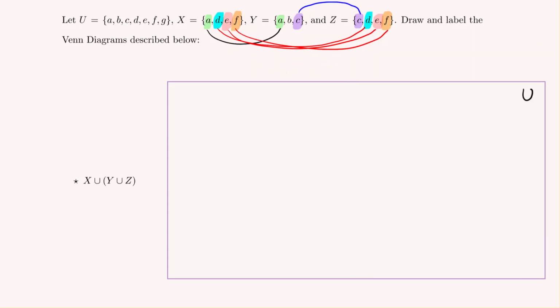So from looking at these different elements, we could say that X and Z overlap. Specifically, they overlap with the elements D, E, F. X and Y overlap. They both have A in common. And then Y and Z overlap. They each have C in common. However, the three subsets do not overlap. There is no element that's present in each of the three sets, so as I draw this and label the Venn diagram, I'm going to keep in mind that there's no element that belongs in X, Y, and Z.